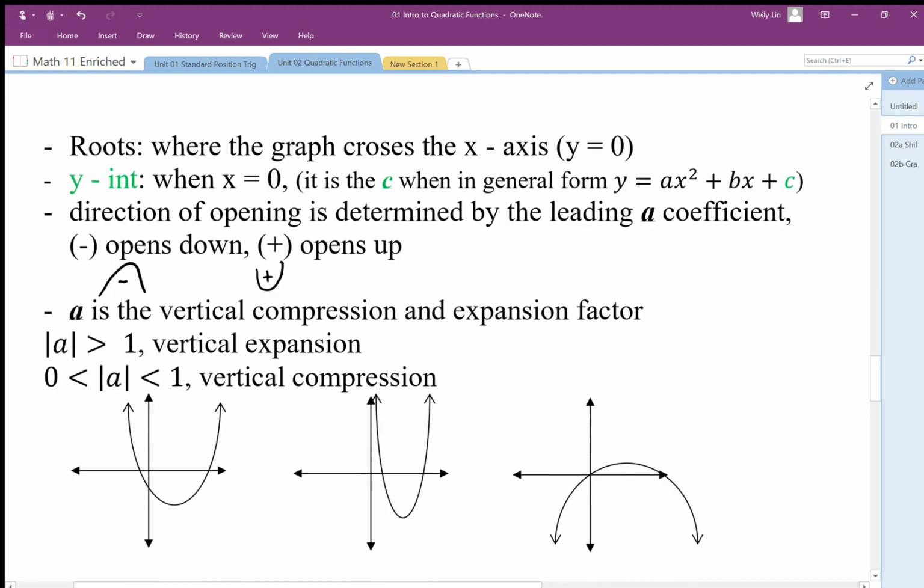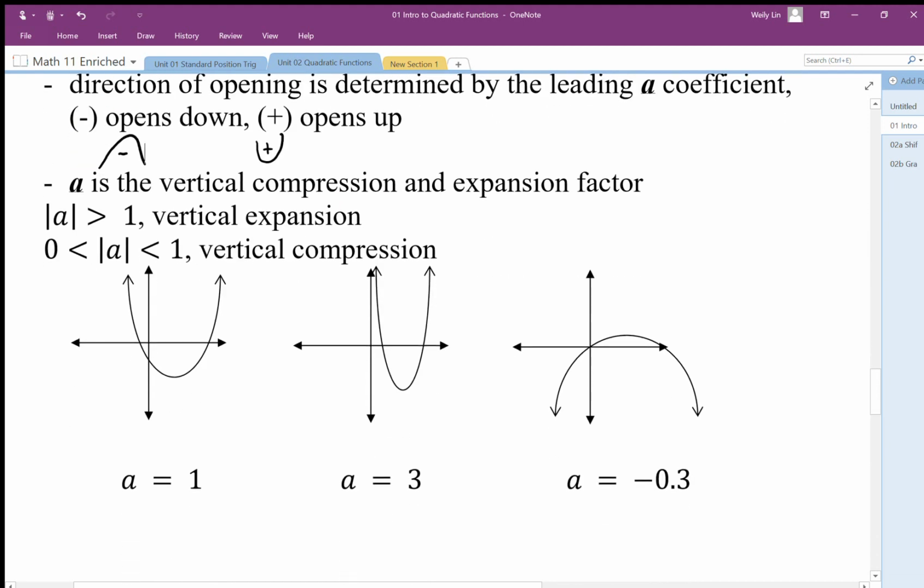So that A value, if it's greater than 1, we call it a vertical expansion. So it's taller. Although it looks thinner, it's actually taller. If it's a decimal value or a fractional value, it's shorter. So in this case, the 0.3 indicates it's not wider, it's shorter. And it's all relative to A equals 1.